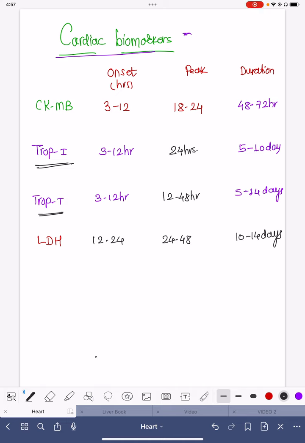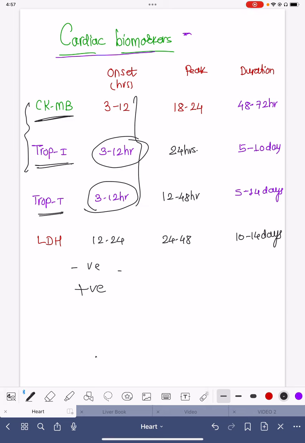One of the most important things is that troponin I is usually earlier to appear when compared to troponin T. And CKMB is also one of the earliest markers to become positive. So very commonly we send either CKMB and troponin I or CKMB and troponin T. These biomarkers usually appear in the blood within 3 to 12 hours. So if we send the cardiac markers and they are negative, we have to resend them after 6 to 8 hours, because earlier they may not be positive, but later they may turn positive.